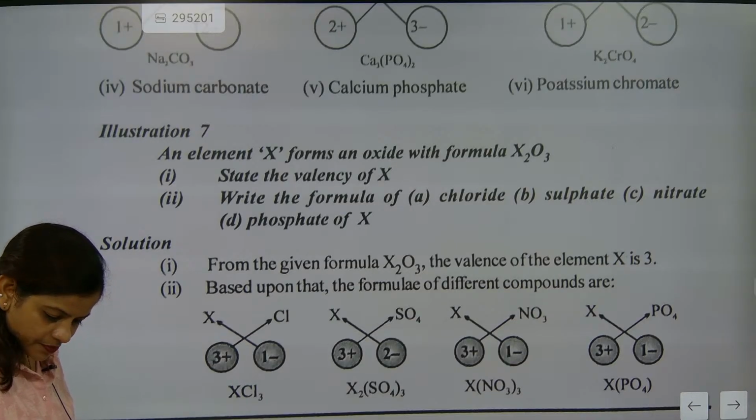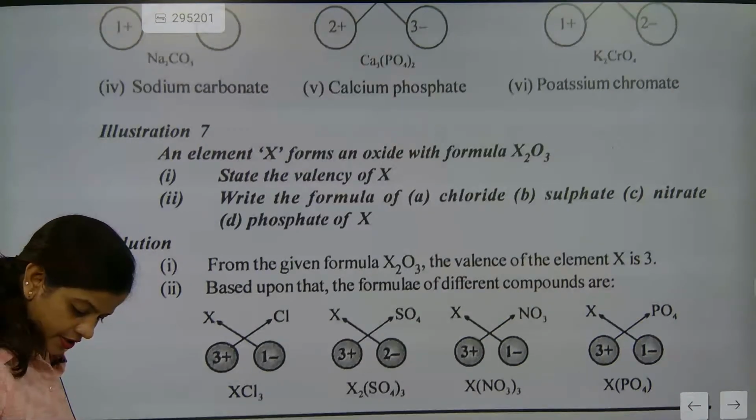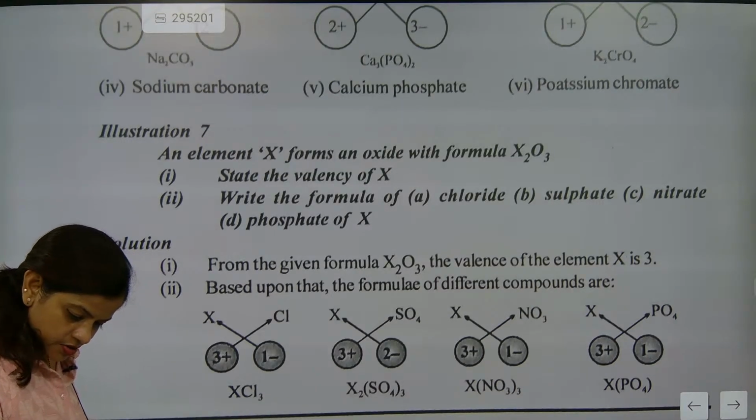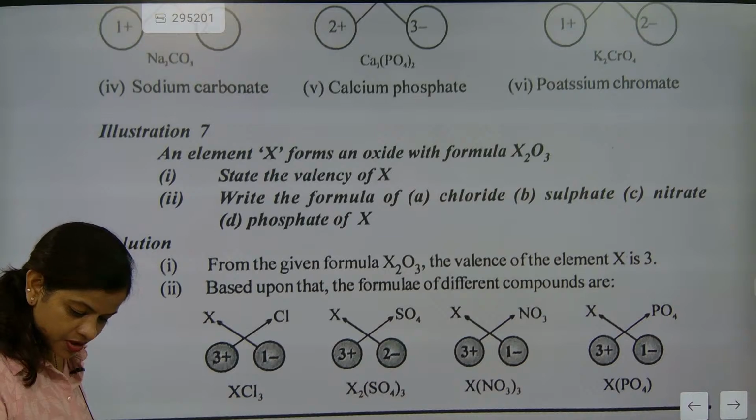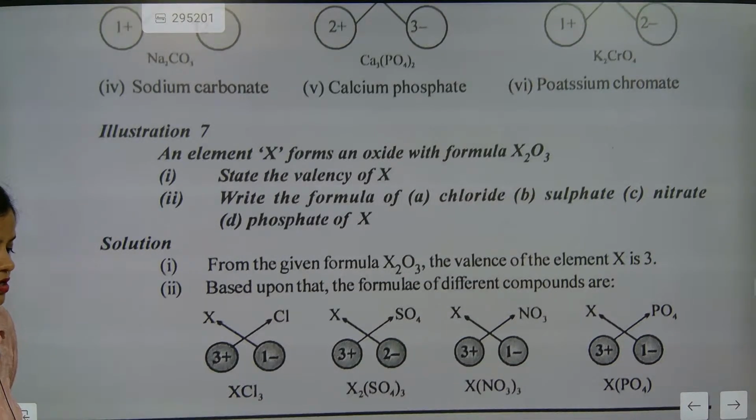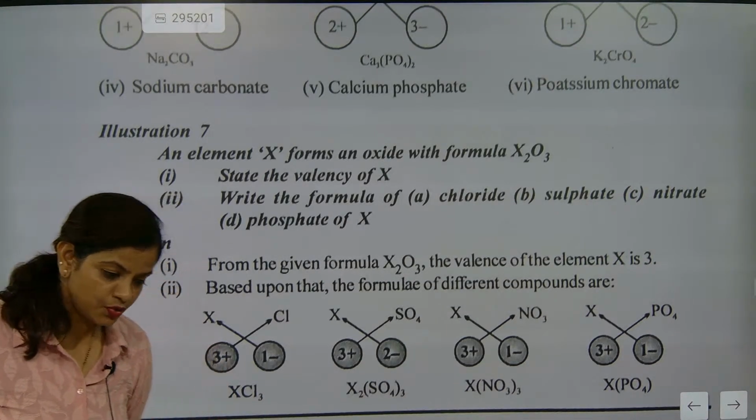Most of the chapter we have covered already. We have finished what is a molecule, what is an atom, what are ions, and the positive and negative ion part. We are doing the crisscross rule now. After the crisscross rule, there are molecular mass and formula unit mass. That's it. These are the two topics left.